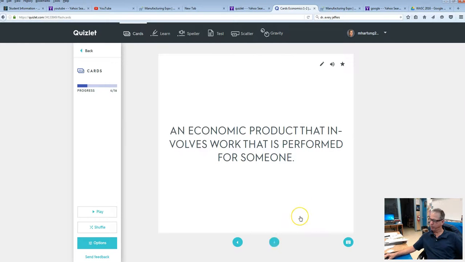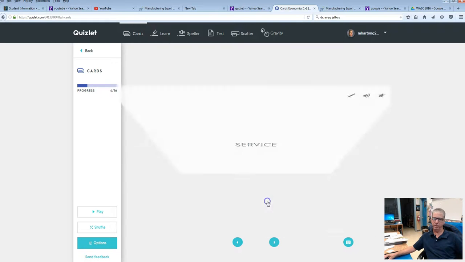An economic product that involves work that is performed for someone. So that's a service. It's like getting your hair done, going to the dentist, going to the doctor. These are services. Going to see lawyers. They provide a service. You don't necessarily go to them to buy products.